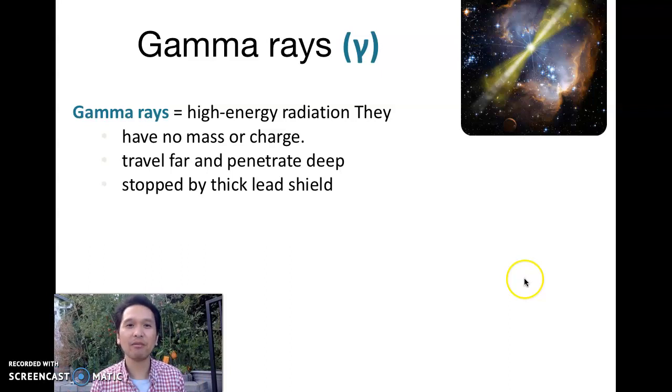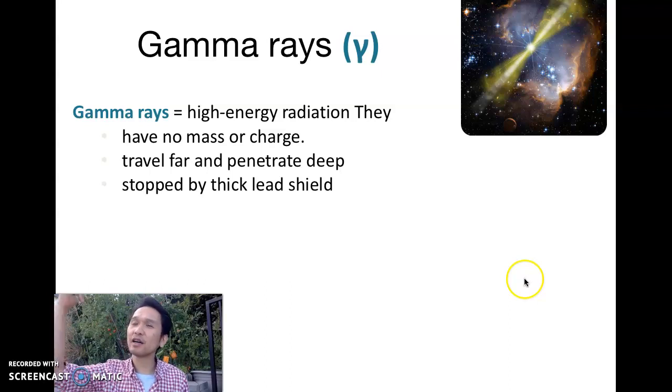And our last radiation particle is called the gamma rays. Gamma rays are very different from the other three because they do not have mass. They are very high in energy, and they are chargeless also. Because they don't have mass, they're just waves, right? So they travel very far and penetrate very deep. They can go through metals unless that metal is very thick.